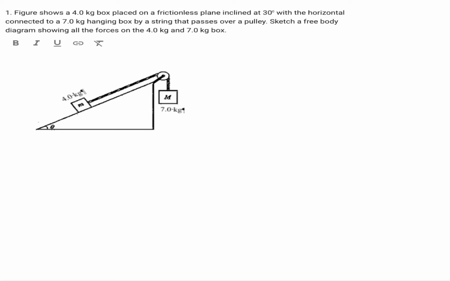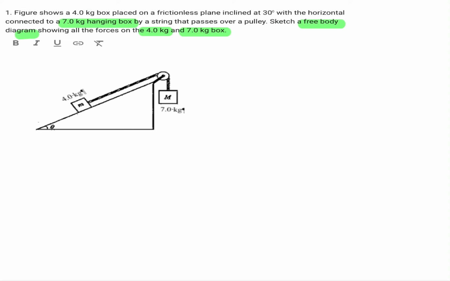For quiz 3, number 1: the figure shows a 4 kilogram box placed on a frictionless plane inclined at 30 degrees with the horizontal, connected to a 7 kilogram hanging box by a string that passes over a pulley. Sketch a free body diagram showing all the forces on the 4 kilogram and 7 kilogram box.